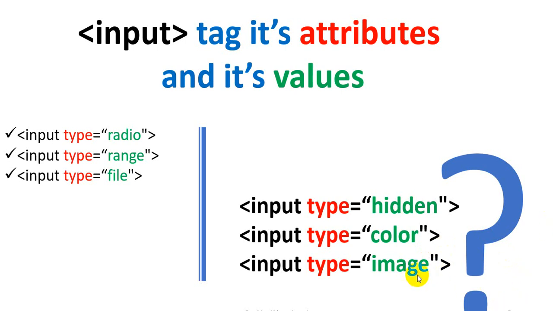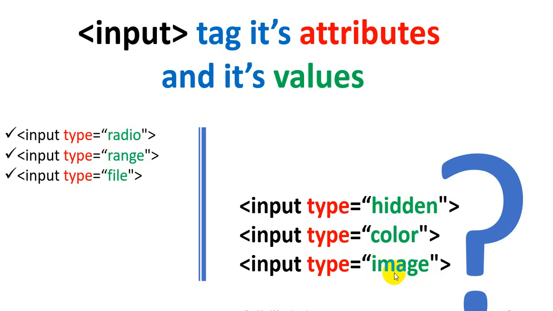The only difference is input type equal to submit will create a submit button, but input type equal to image creates a submit button with an image. It means we have to add a certain image by using one of its attributes, that is src. So we will see one by one.